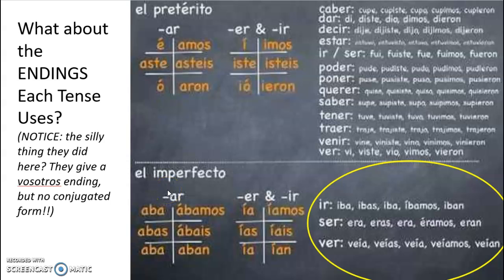Here on the imperfect, it's a little easier. Once again, just two ending lists. We don't have AR versus ER versus IR. We just have two.